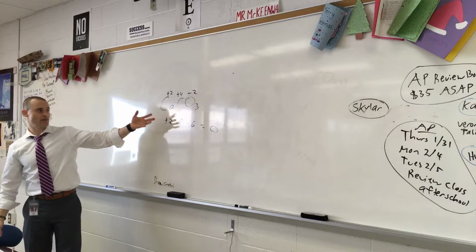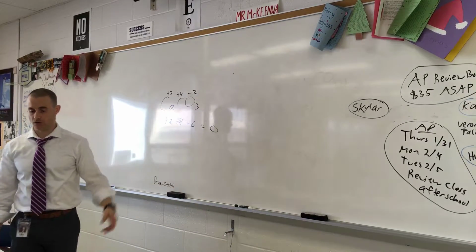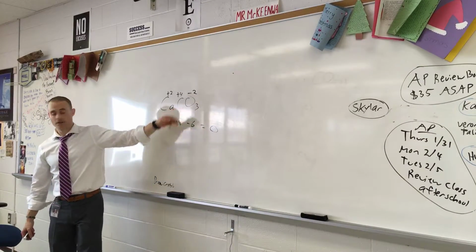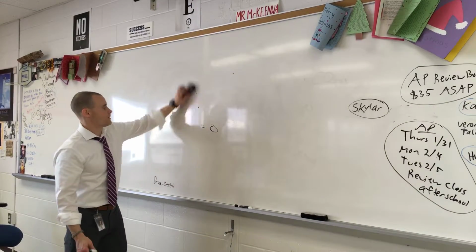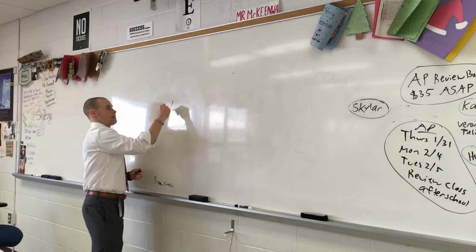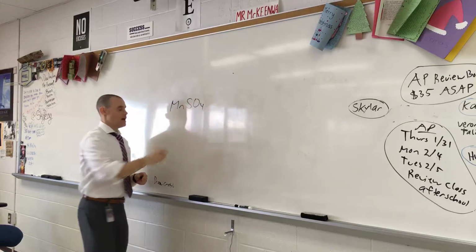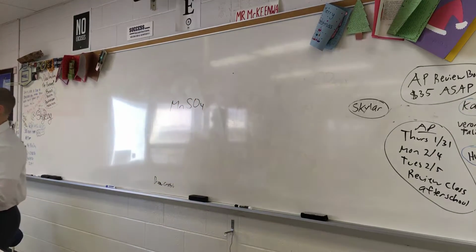So that's how we do 29. I know I went faster, but it's easier than 13 and 15. There's no subscripts down here on the C. And then 35 is a little bit harder than this one. MnSO4. Okay. How many charges in the box for Mn?